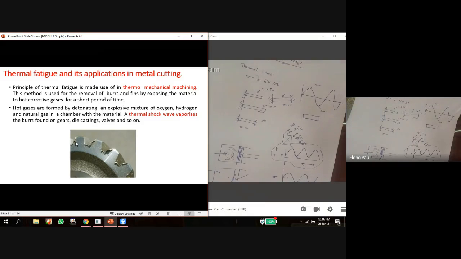So what are the applications of this thermal fatigue in metal cutting? After machining, see this gear. After machining, we can see burrs. See these burrs, some irregularities on the teeth of this gear. So these burrs can be removed by this thermal process. This is one advantage, an application of thermal fatigue in a metal cutting process.